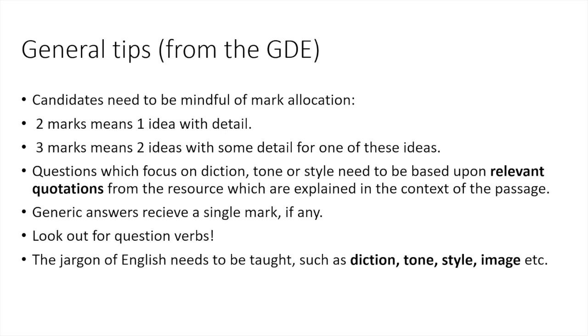Think about paper 2. You need to have relevant quotes from the resource when you are explaining the context of the passage. Then generic answers receive a single mark, if any, so do not lift, do not copy and paste from the text. Look out for your question verbs. You should know what each question verb is asking from you. And then you need to use the English jargon. You need to use things like diction, tone, style, image. If we're thinking about paper 1, you need to be able to tell me about advertising, jargon, and things like that.